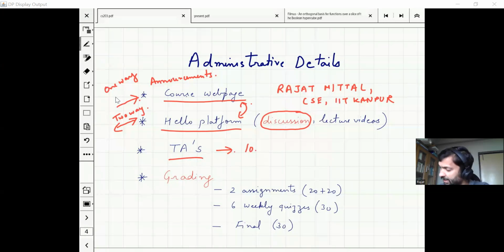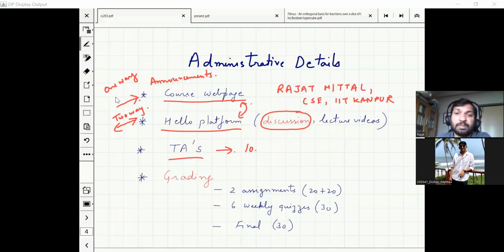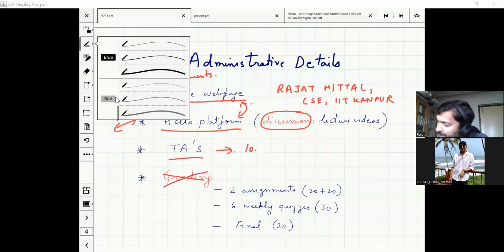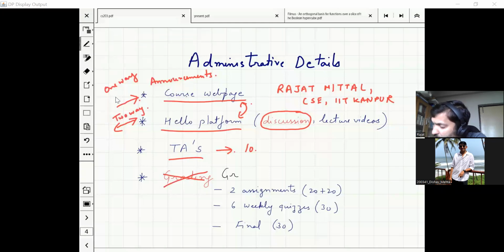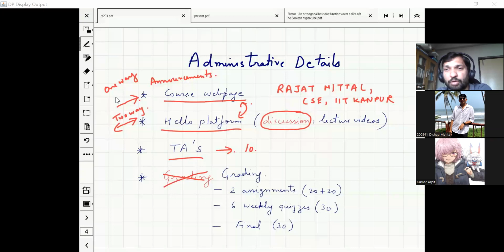Final thing, grading. I have written it in red and generally red means important. So let me just say that that's not true. This is not a very important part for us. The most important thing for us is to learn probability. This is a side thing. This will be a side effect of this course. How we will do this is we are going to have 2 assignments, again shared on Hello.